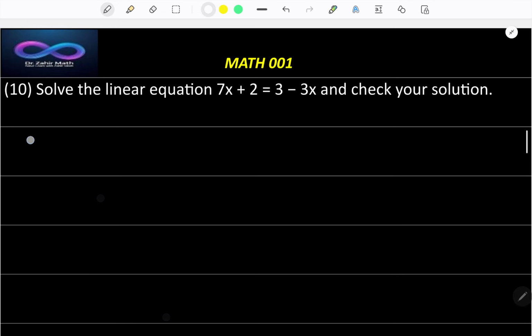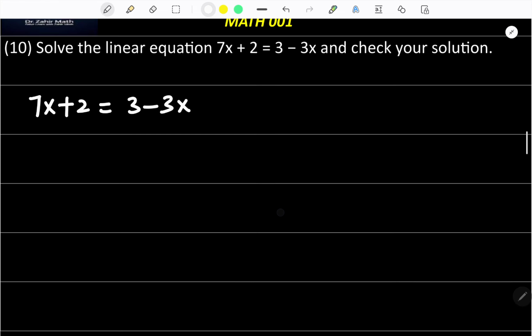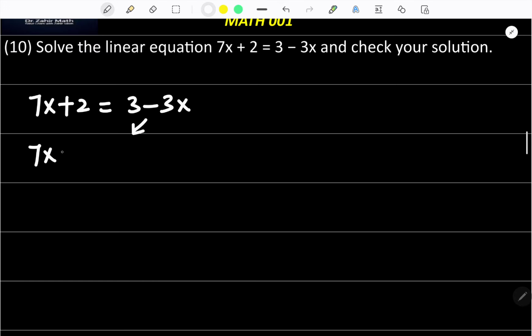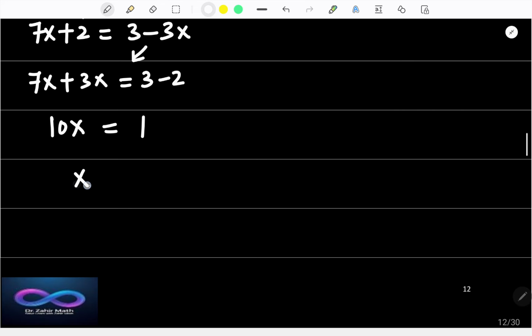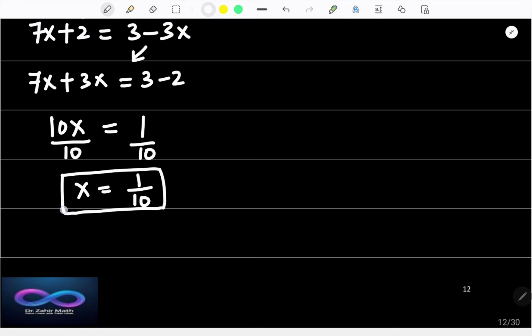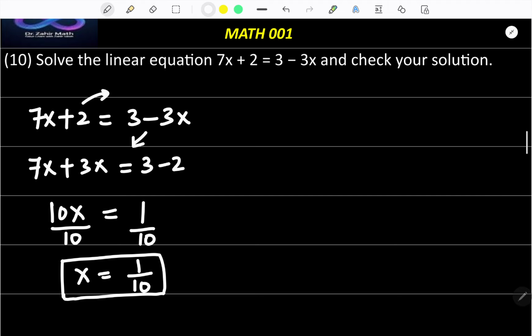Solve the linear equation 7x plus 2 is equal to 3 minus 3x, right? So 7x and this 3x bring to this side, you will get 7 plus 3x is what? 10x. This is equal to 3 is here, 2 comes that side, 3 minus 2, which is 1. So x is equal to what? 10? No. In the exam you will not write x equals 10. No. Divide by 10, divide by 10. X equals what? 1 by 10. Clear everybody? Right. So x equals 1 by 10.